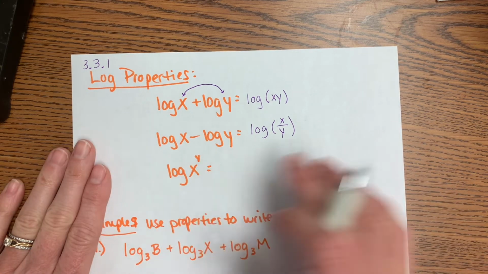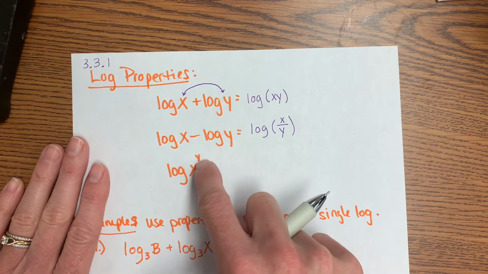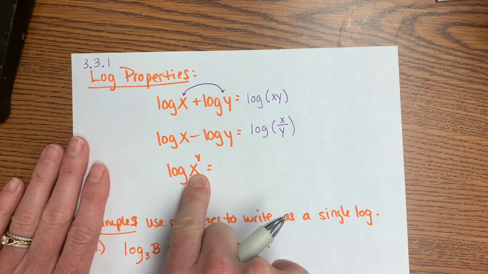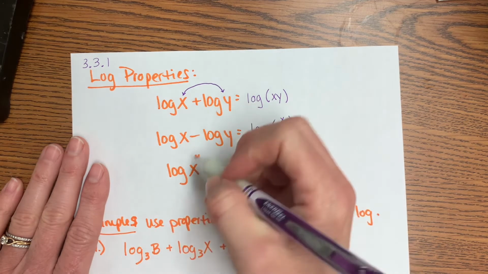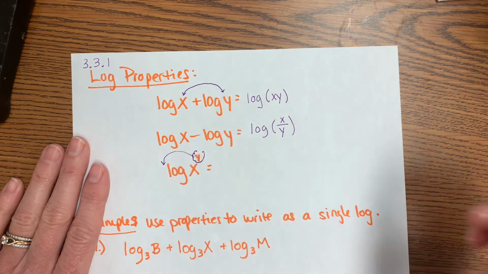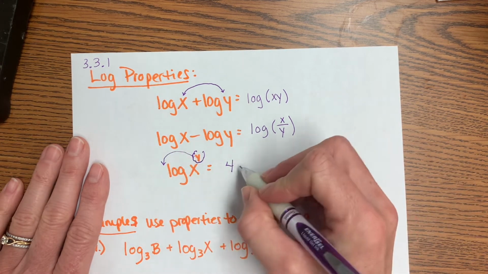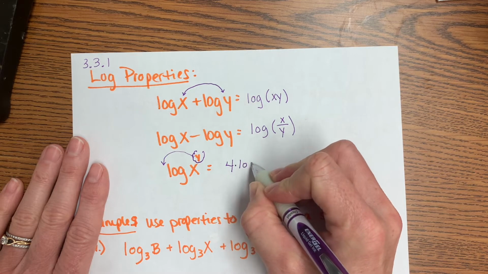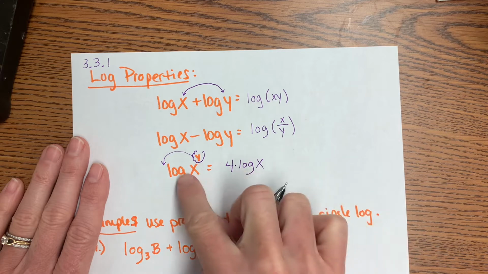And then this one, I always call the flying power property. If there's an exponent on the argument, that's whatever we're taking the log of, so this is x to the fourth, you can fly the exponent out front. I call it the flying power property, because you can fly the exponent out front. And we actually use that a lot with solving. So I fly my 4 out front, so now it's 4 times the log of x. And it's base 10 because I don't have a base.